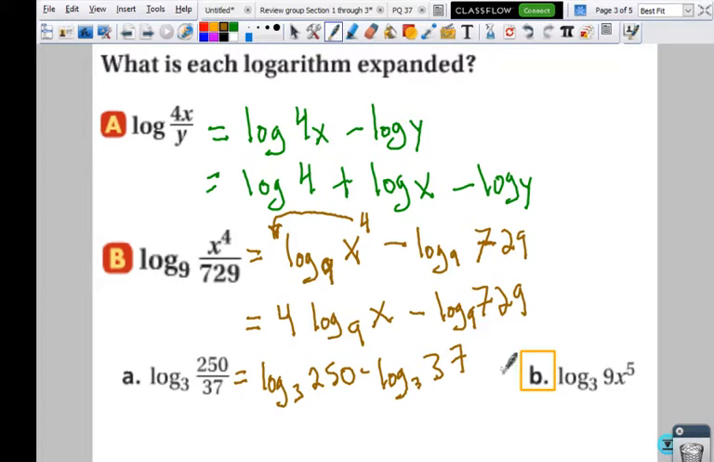All right, your turn. I want you to do part B in the box. That's all we have to do for A. I can't split it apart any more than that.